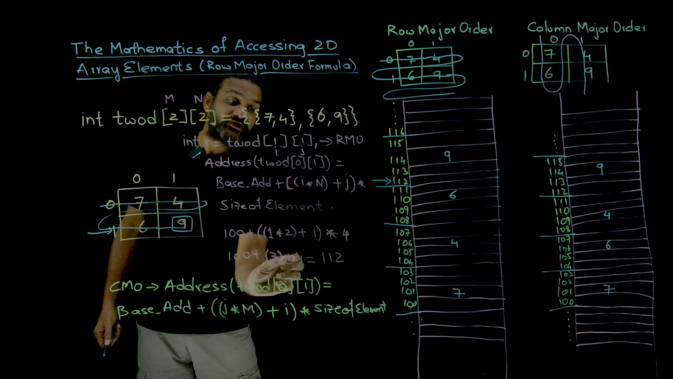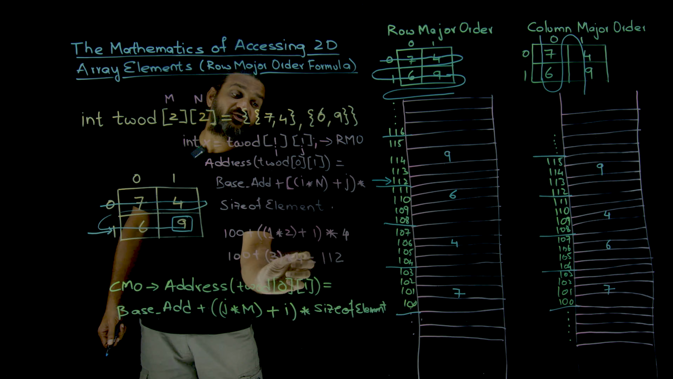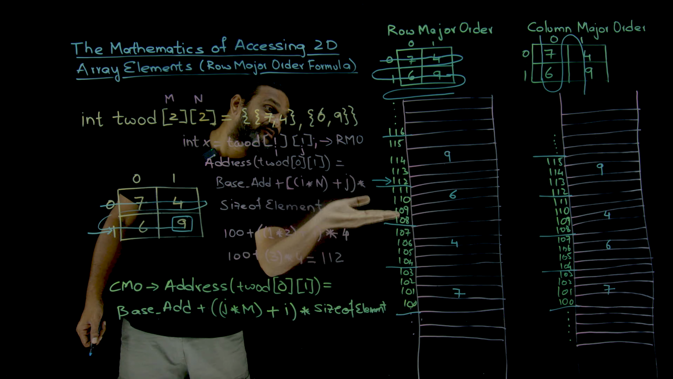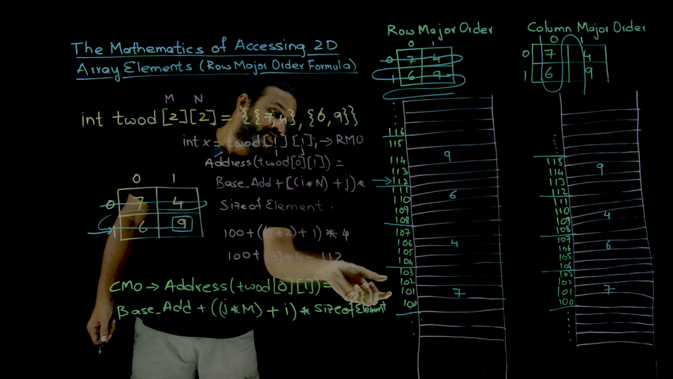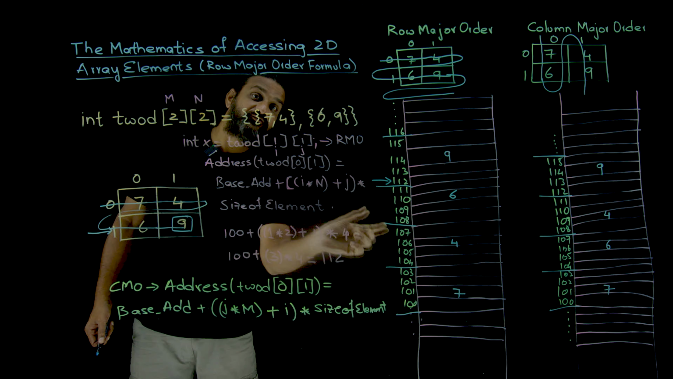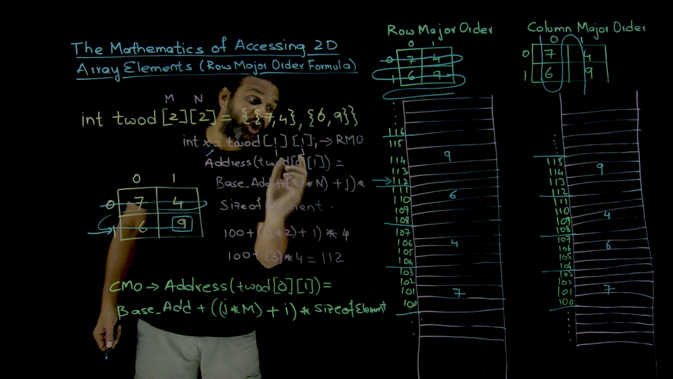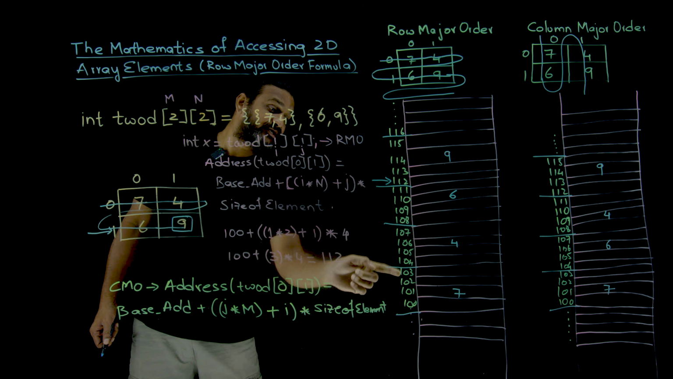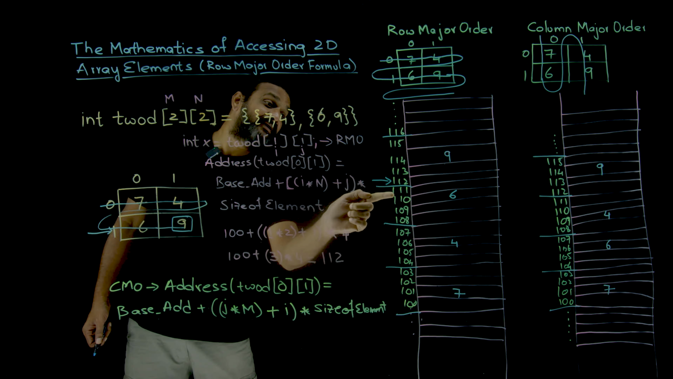Okay, so now into 4. What is this 4? It is the size of each element. As we need to cross 3 elements, and the size of each element is 4 bytes of space, how many bytes of space are required to reach this particular element? We need to cross 12 bytes of space.